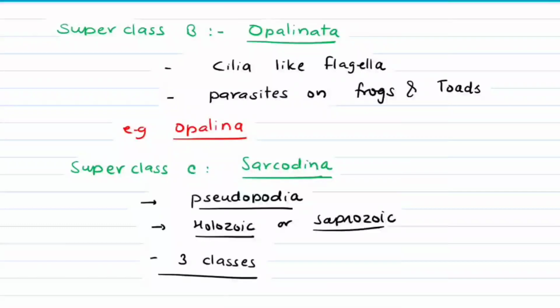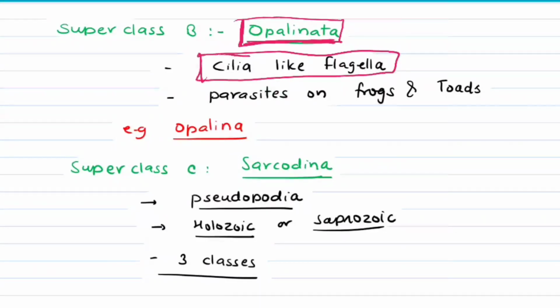Then the second superclass is Opalinata. The second superclass of subphylum Sarcomastigophora is Opalinata. In Opalinata, cilia-like flagella are present for locomotion. In which organism cilia-like flagella are present may be asked in the exam, so our answer is Opalina.